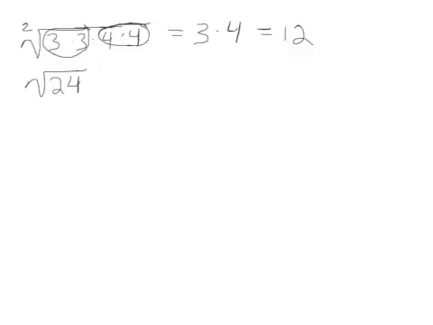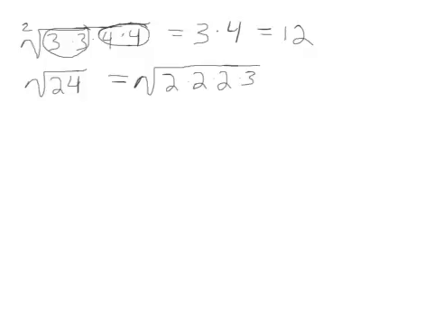Now in most cases, the radicand, which is the number underneath the radical sign, will not be factored for you, so you will have to factor on your own. So for the square root of 24, when you factor, you will have 2 times 2 times 2 times 3.